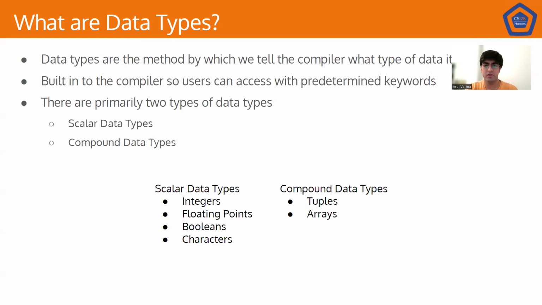Last week we talked about all the scalar data types: integers, floating points, booleans, and characters. This week we'll be talking about more of the compound data types: tuples, arrays, strings, and so forth.